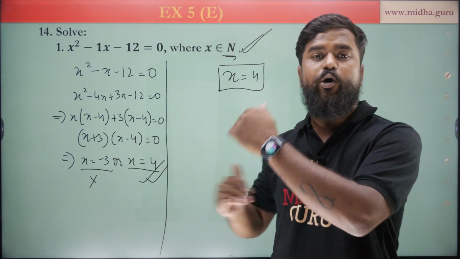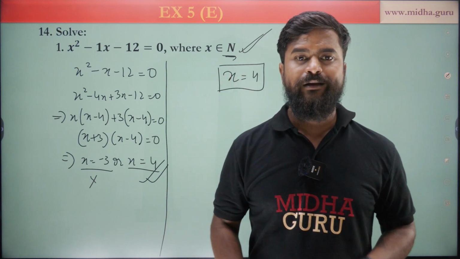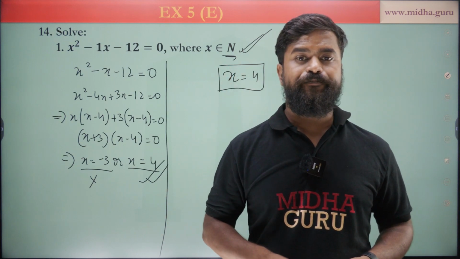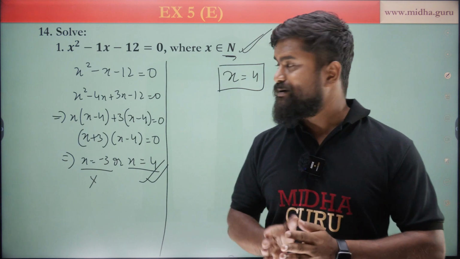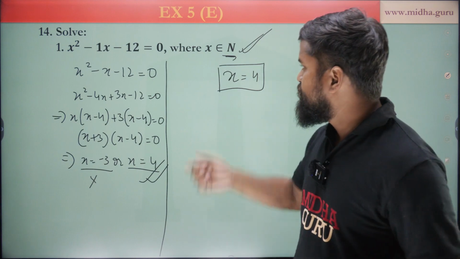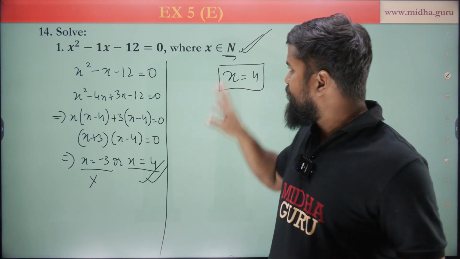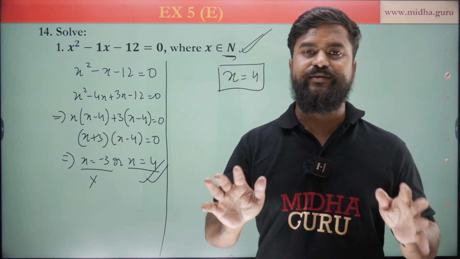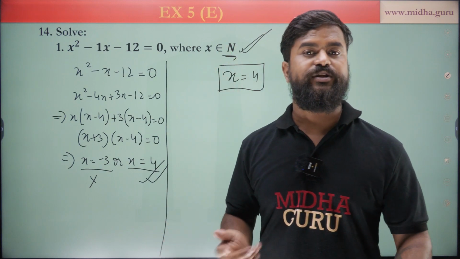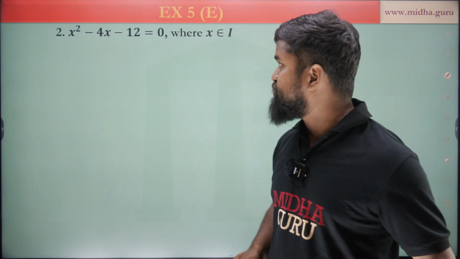If there is a replacement set given, it does not change the process as such. We are supposed to find all the roots or solutions for that equation, but then we will filter only the solutions that pertain to our given condition. Did you understand? Okay, so we'll be moving on to the next question. Now in the next question, it's quite similar.